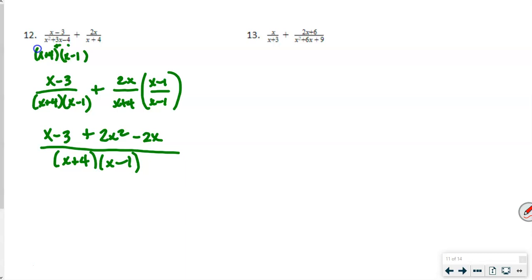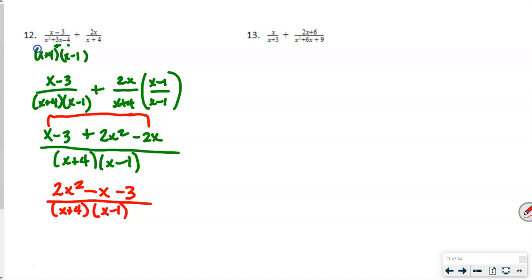So now notice we do have a pair of x's here, right? So we have x minus x, so I'm going to write it in descending order: 2x squared minus x minus 3 all over x plus 4 and x minus 1. Now, what I'm always going to do when I end up with something like this is factor the numerator. Notice again, if we multiply a times c, we would get a negative 6, right? So what are the factors of negative 6 that when added together give me a negative 1?